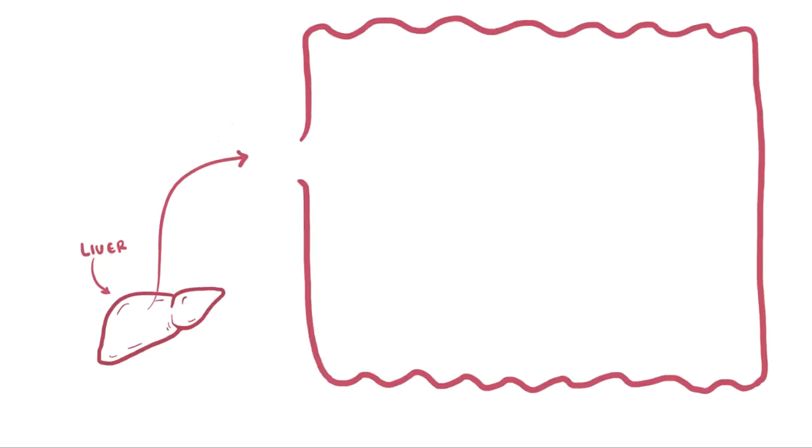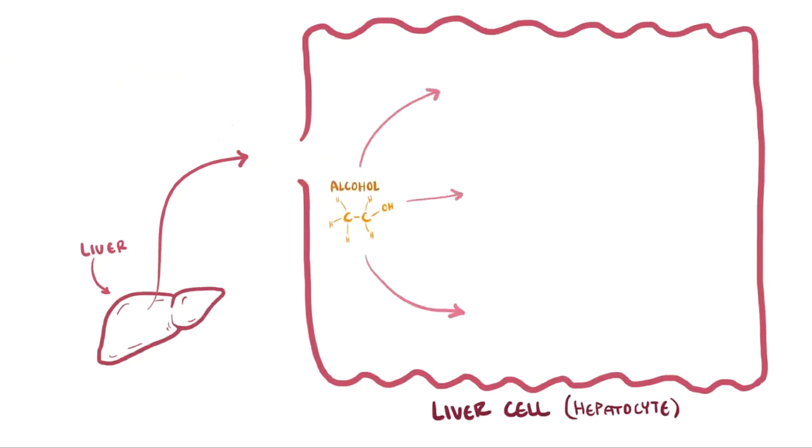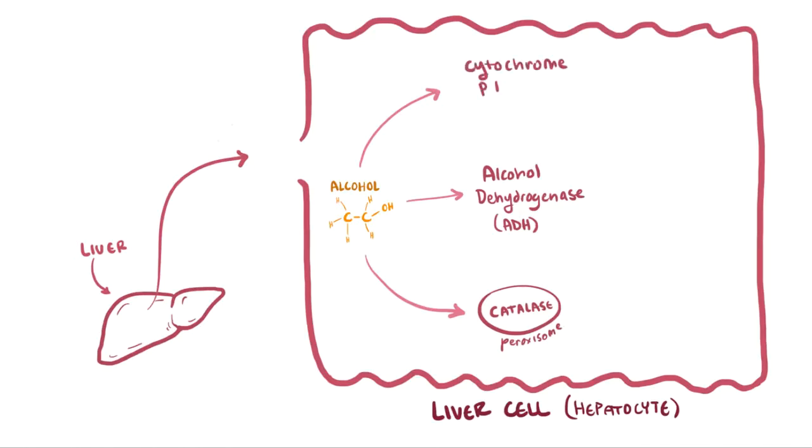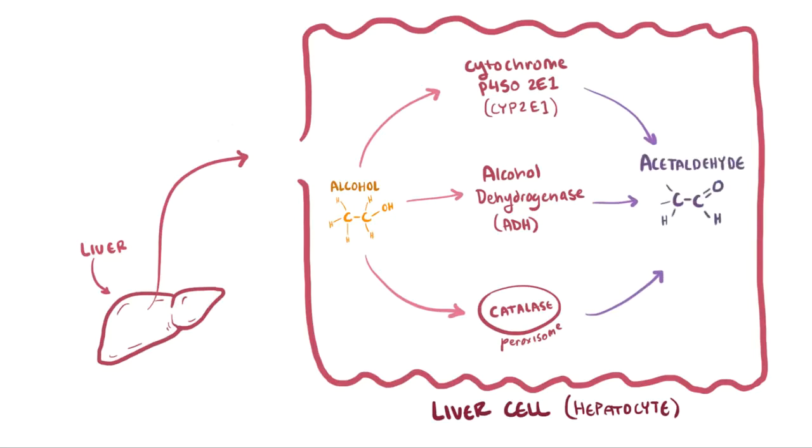Once in the liver cells, or hepatocytes, it can take one of three pathways, one of which involves an enzyme called alcohol dehydrogenase, or simply ADH, and this happens in the cytosol of the cell. Another involves a catalase inside organelles called peroxisomes, and a third involves being converted by the enzyme cytochrome P450-2E1, sometimes just shortened to CYP2E1. All three of these pathways lead to the conversion of alcohol to acetaldehyde.